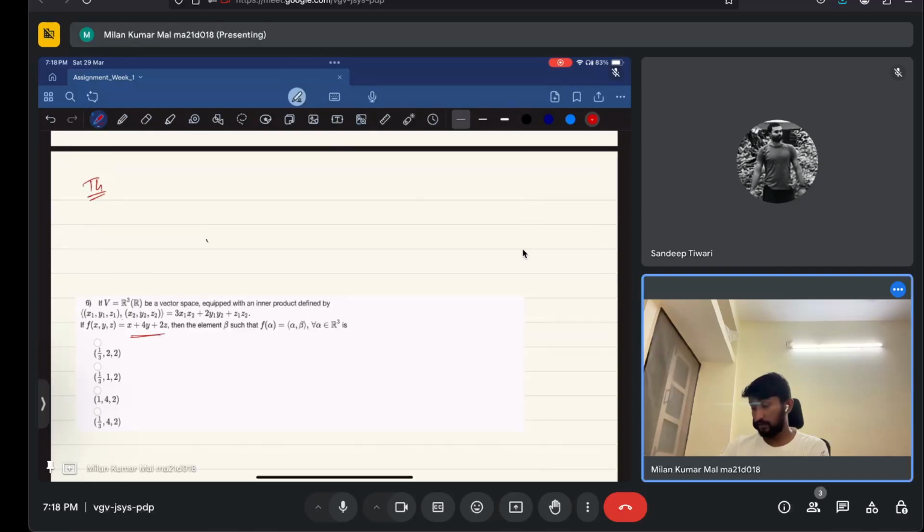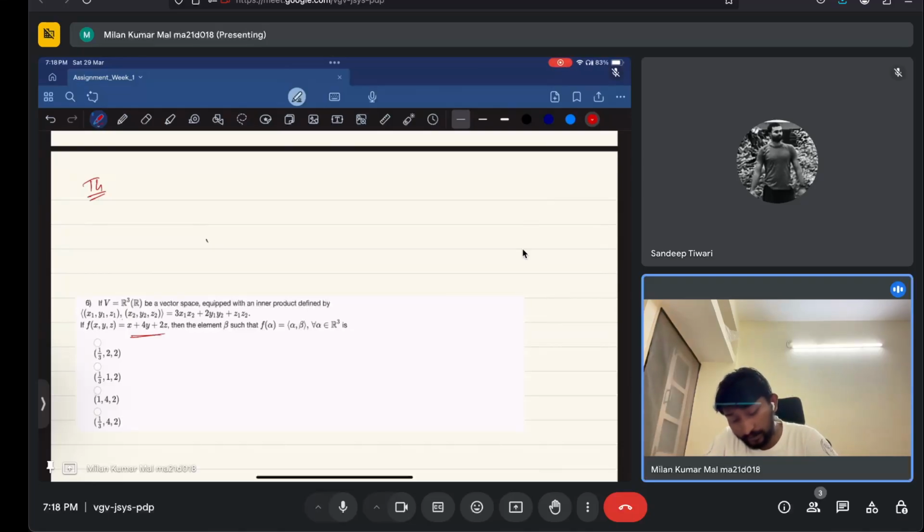I'm writing the correct options only. This is the problem. Option four, last option is correct. You are saying, right? Yes, sir. I think it's correct. Let's check it. Okay. Then the element beta such that alpha equals to beta. Beta is what we are asked to find.